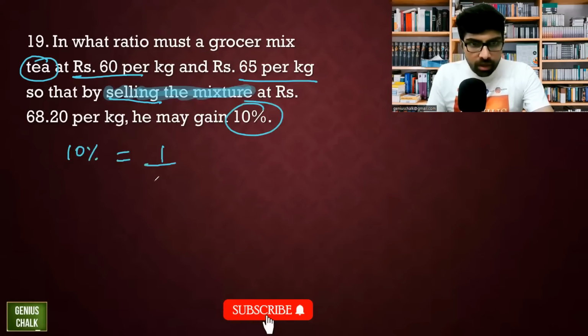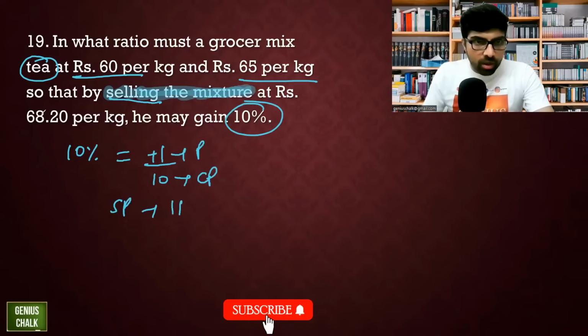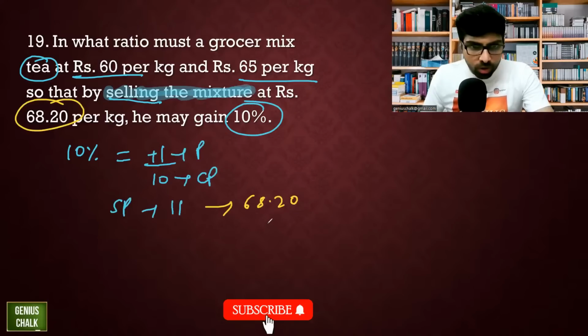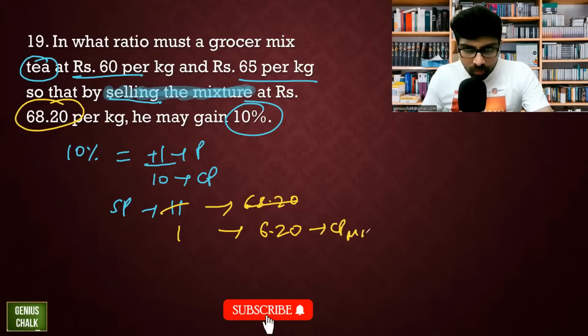10% is 1 by 10. So here the cost price is 10 and the profit is 1. So that means selling price has to be 11, right? So what is the selling price? It is 68.2. So 11 value is 68.20. So one value will be 6.2, that is 11 times 6.2 is 68.2. So 6.2 rupee is my cost price of mixture.